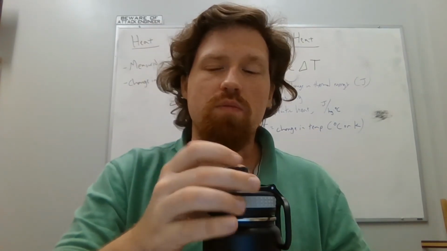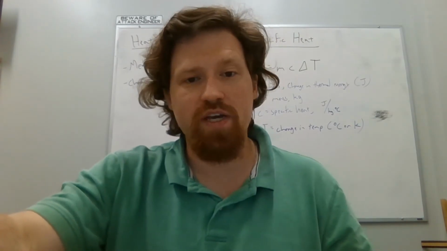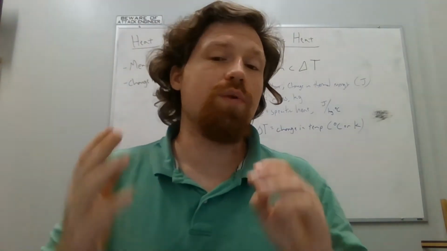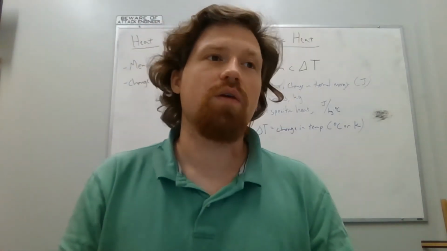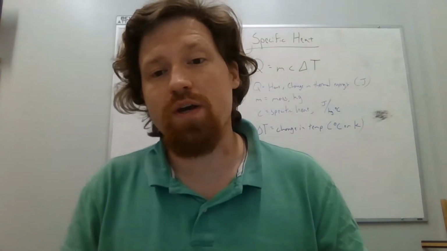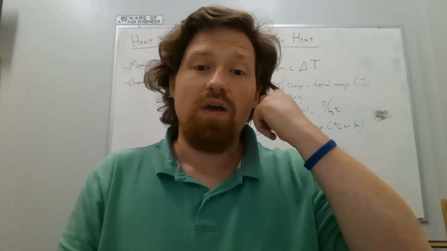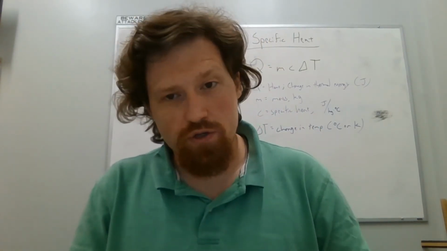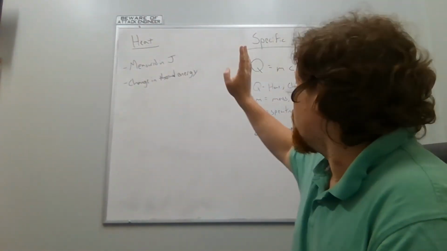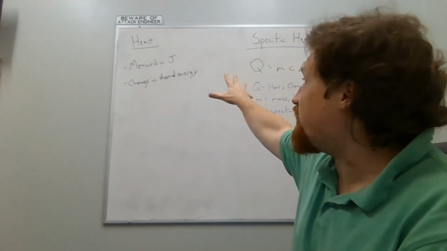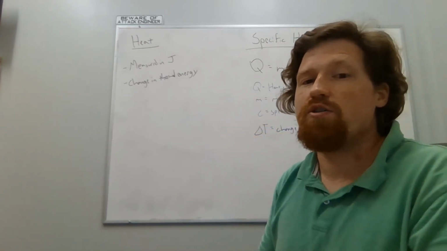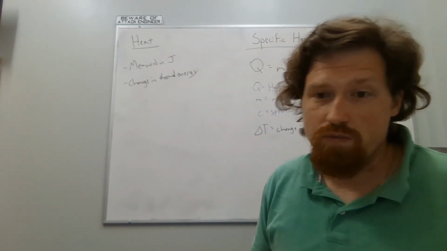Now, thermal energy is a type of energy, and heat is the change in thermal energy. Therefore, thermal energy is measured in joules, because it's a type of energy, and joules is what we measure energy in. It's the unit of energy. And because heat is the change in thermal energy, heat is also measured in joules. So we're going to use Q as our variable for heat. Q is heat. Heat is measured in joules. It is the change in thermal energy. Thermal energy is also measured in joules.